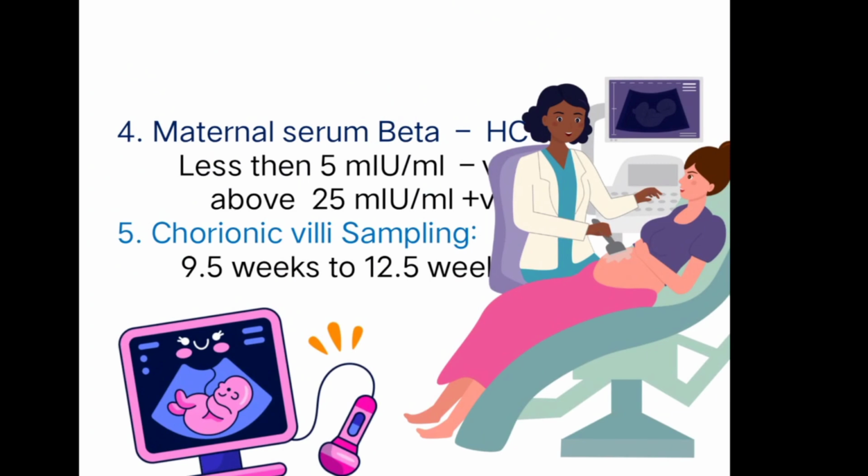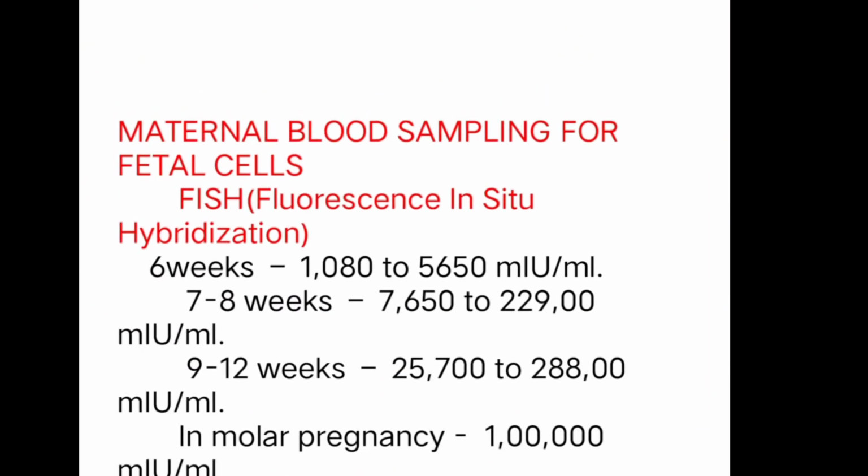If it is less than 5 milli equivalent per ml, it is negative. If it is above 25, it is considered as a positive. Next, we will do the chorionic villus sampling, that is about 9 to 12 weeks of gestation. Again, we don't do this chorionic villus sampling for every patient. We only do it if we are suspecting any genetic abnormalities.